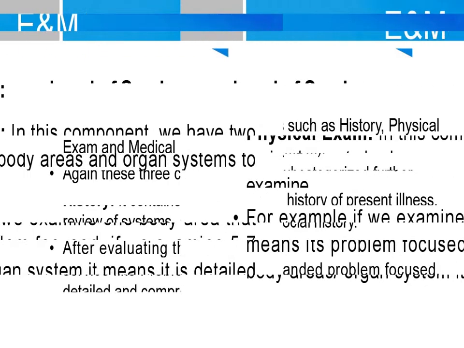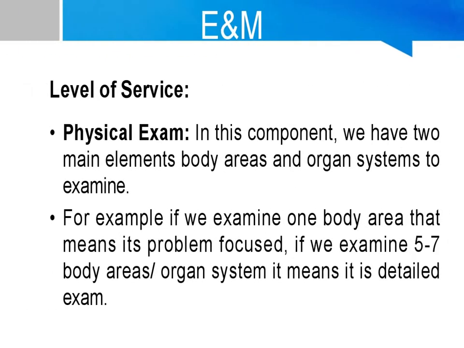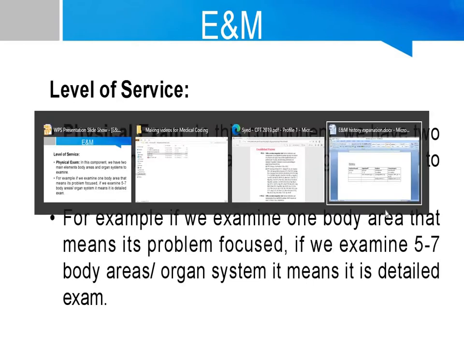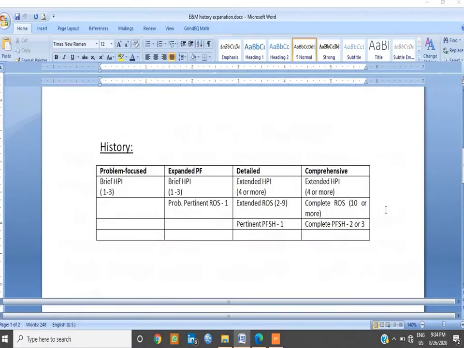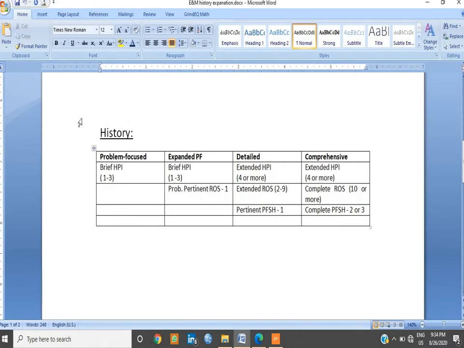Next point we have here is physical exam. It is also very similar to the history. In this component we have two main elements, body areas and organ systems to examine. For example, if we examine one body area, that means it's problem focused. If we examine 5 to 7 body areas or organ systems, it means it is a detailed exam. Let me show you one table, and in that you can check out what is history and what is physical examination.